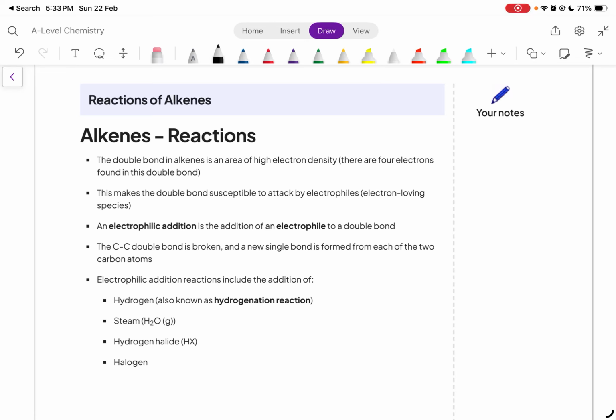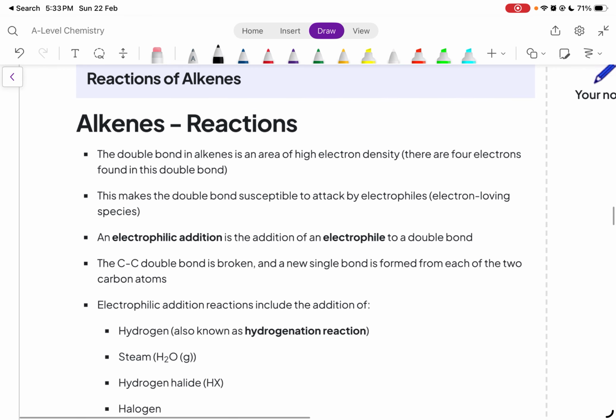Okay, let's have a look at the reaction of alkenes. When we are talking about the reaction of alkenes, just remember there's a term we have to introduce, electrophilic addition. 这一个词 it's simply adding of the electrophile to the double bond. And what is an electrophile? It's basically electron loving.